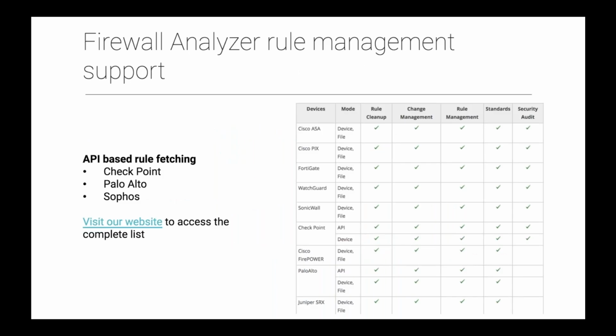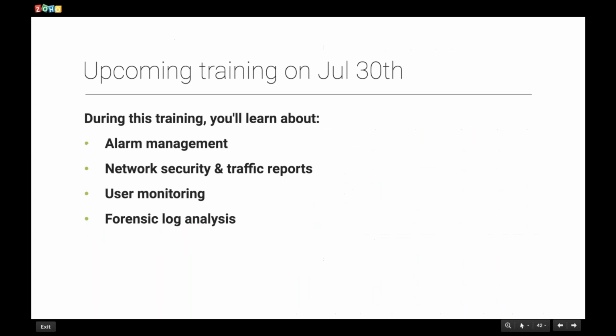So Firewall Analyzer provides the rule management report for the given list of firewalls. And as I mentioned in the beginning, it also provides API-based rule fetching for Checkpoint, Palo Alto, and so forth. And we are adding more firewall devices to this so that you can easily fetch by using the Firewall API. You can find this list in the link provided here. I'll be sharing this PPT with you.